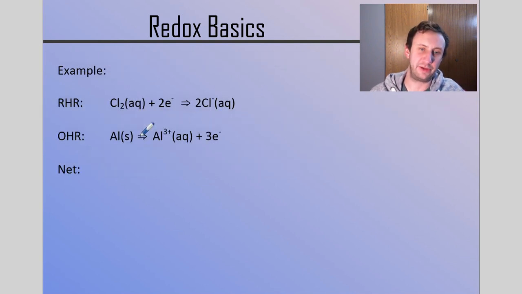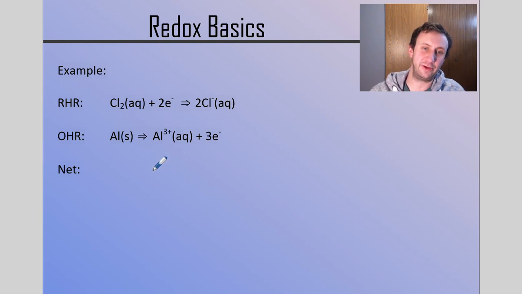Okay, so let's take a look at an example. Here I have a reduction half reaction, so I'm reducing chlorine by adding 2 electrons to make 2 chlorides. Notice it's reduction, I have electrons as a reactant, and notice that the charge on both sides is equal: 2 negative on the left, 2 negative on the right. In oxidation, I have aluminum turning to Al3+ aqueous and 3 electrons. Again, the charge is equal, 0 on the left, 0 on the right. So these are valid half reactions.